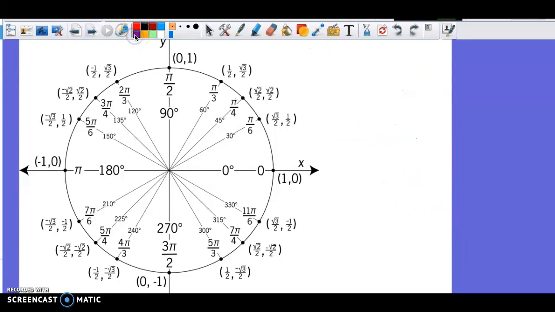Let's talk about cosine. So, cosine of 7 pi over 6. All right, so I'm going to look at my unit circle. I know cosine is x. Here's 7 pi over 6. X is right there. That's the answer. Let's talk about cosine of pi over 2. Here's pi over 2. Cosine is x. The answer is 0. Pretty simple.